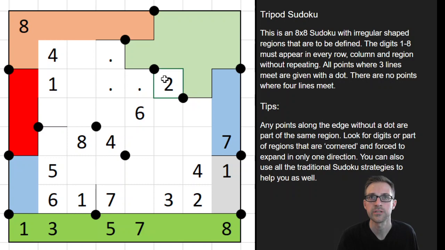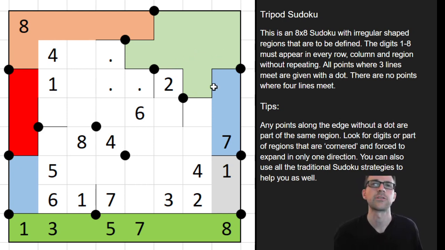And now this region has to come down here, right? This 2 is squeezed and kind of forced. And because it has to come down, these two cells here are part of the same region, and therefore this line cannot go over here. If that were the case, you'd see we'd isolate this 2 into its own region, and every region must be 8 cells. So the region goes like that. We've solved that dot.